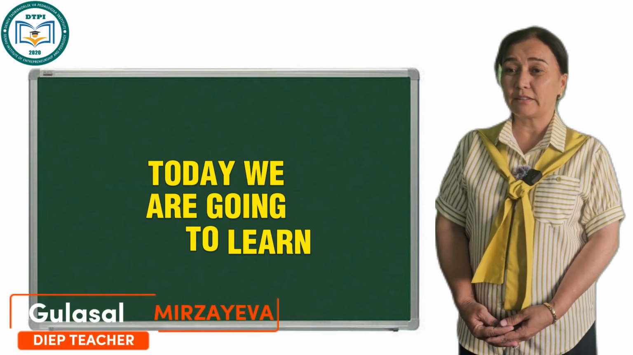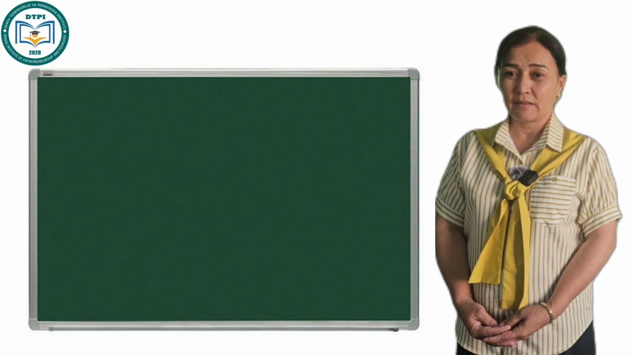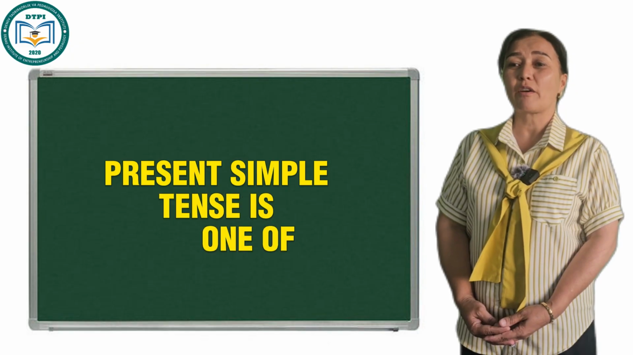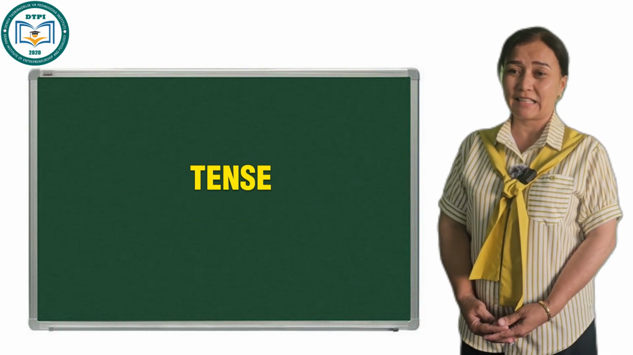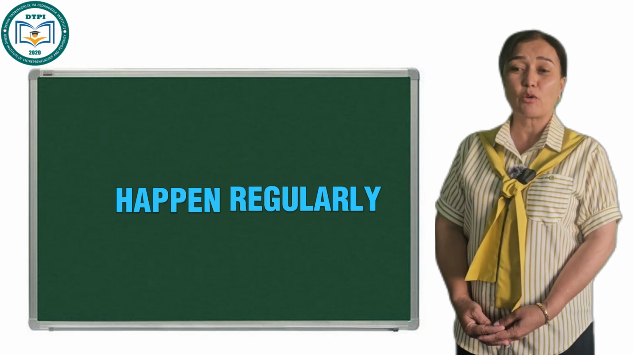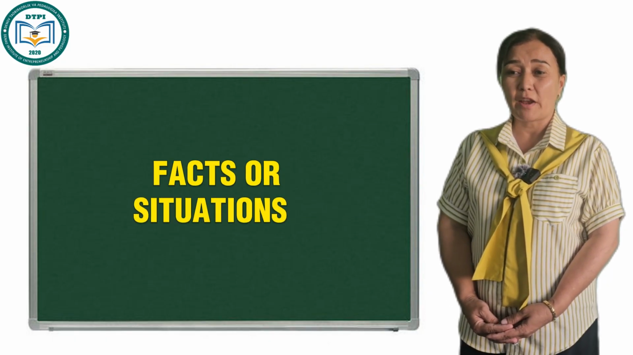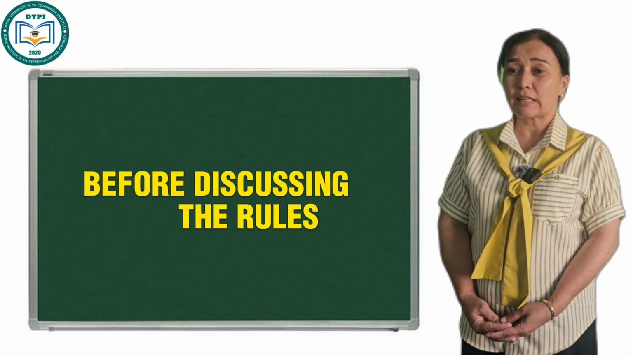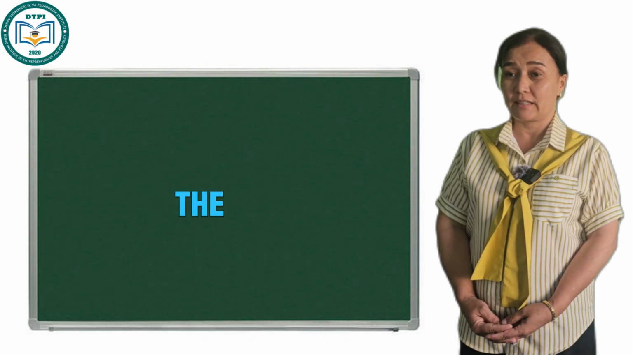Today we are going to learn about present simple tense. What's present simple tense? Present simple tense is one of the most commonly used tenses in English. It's used when we talk about things that happen regularly, facts or situations that are always true. Before discussing the rules, let's talk about the formula of this tense.